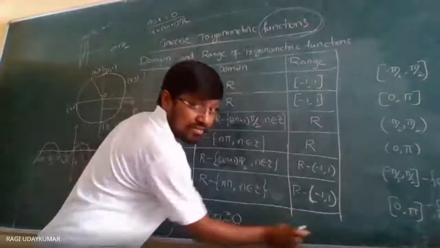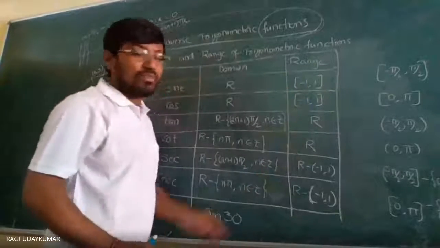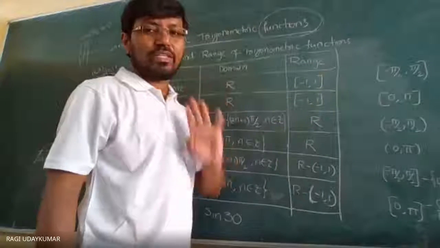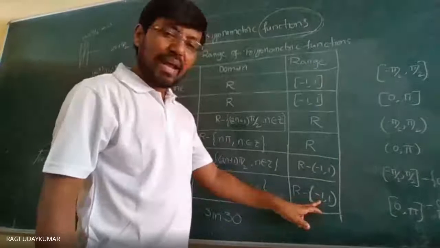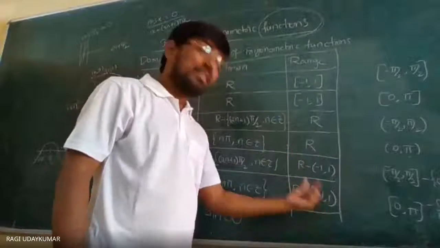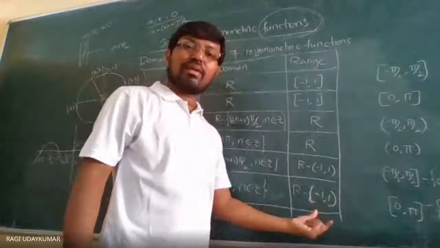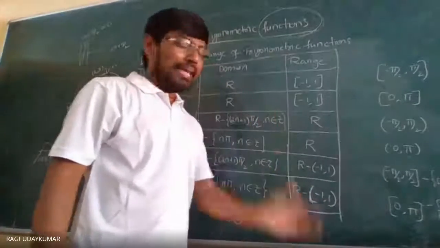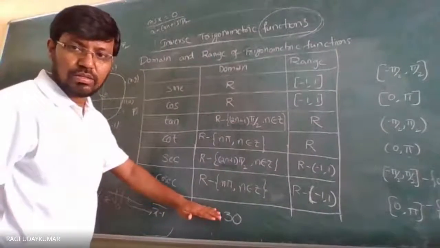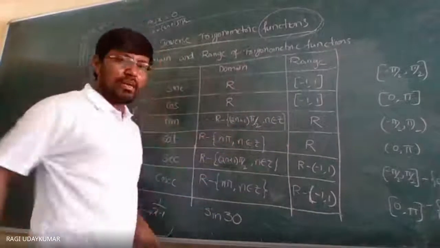Sorry, it is not visible to you. If this one, this is closed. This is a closed bracket, meaning including the minus 1 and 1. Here, an open bracket means minus 1 and 1 should be subtracted from the real numbers. Meaning in this range, minus 1 and 1 are not there. So like that, these are the domain and range of sine and all the trigonometric ratios. Now coming to the point, this should be kept in your mind.